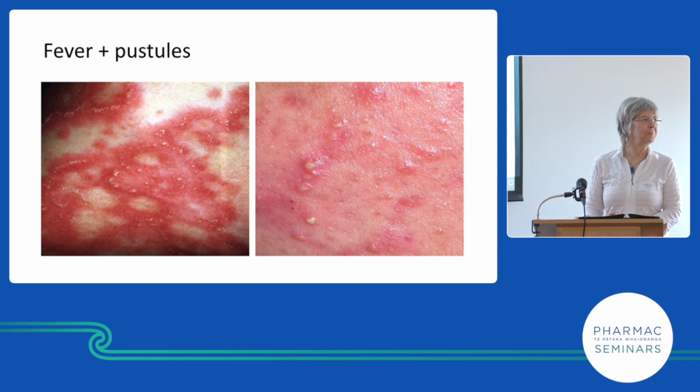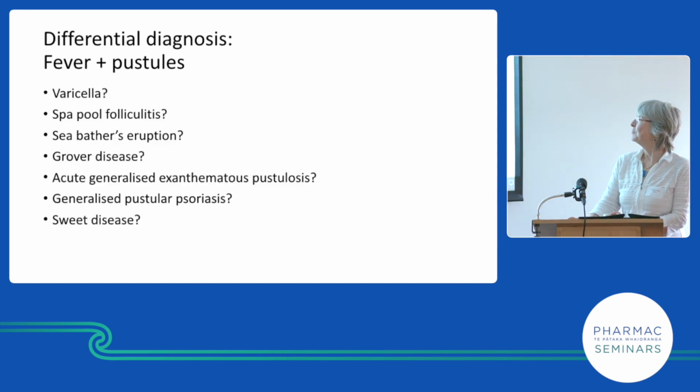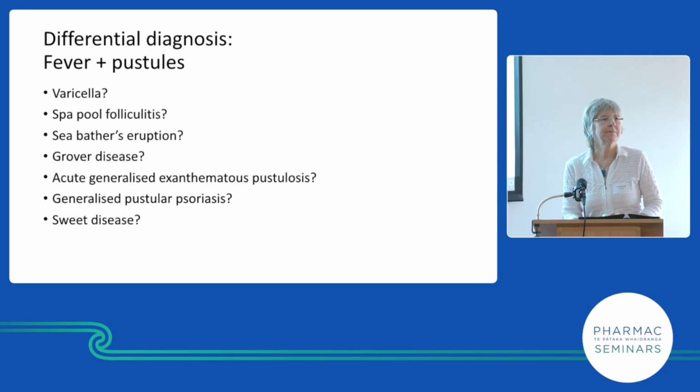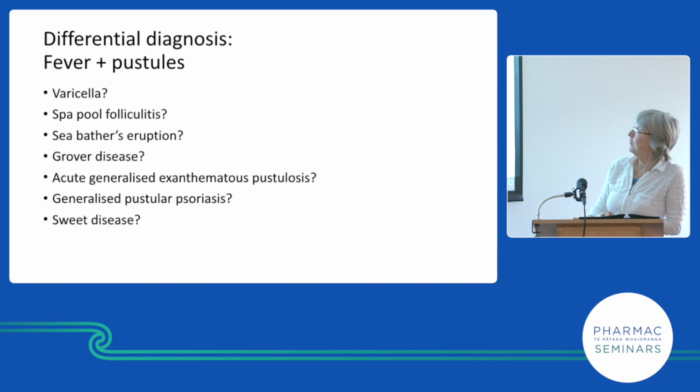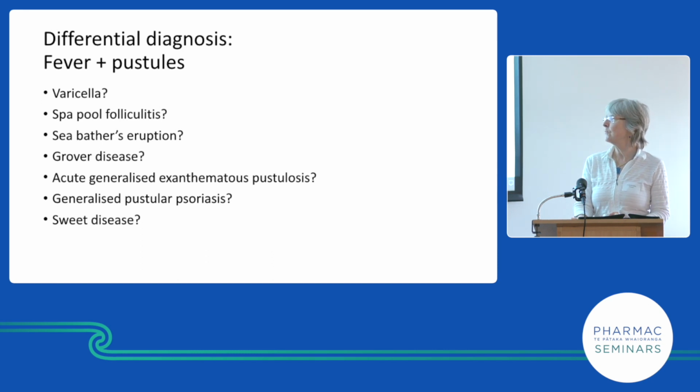Any clues from that? Have any of you ever seen anything like this? We had one last week. Not common, right? You'd go, ooh, what's going on here? Okay, so differential diagnosis: varicella, spa pool folliculitis, sea bather's eruption, Grover disease, acute generalized exanthematous pustulosis, generalized pustular psoriasis, and Sweet disease. Heard of any of those?